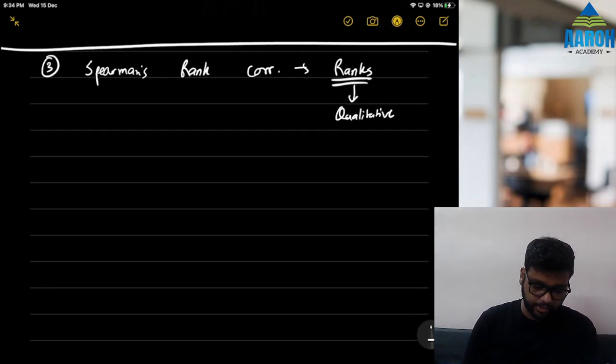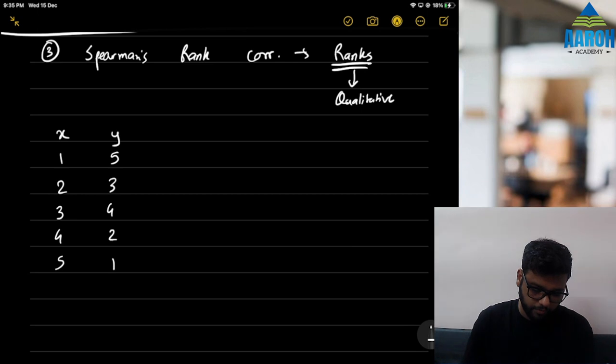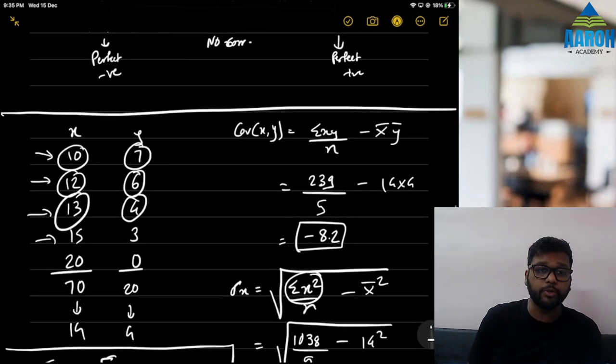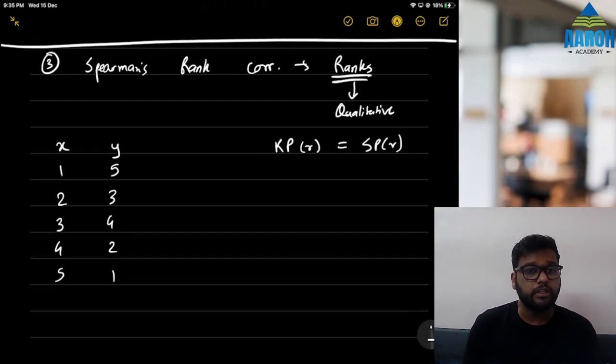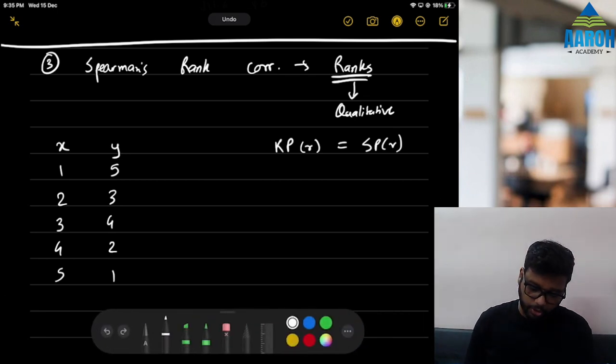Understand this is a very important property. If the data is like this, for example x, y, let's say ranks given by person x are 1, 2, 3, 4, 5, ranks given by person y are 5, 3, 4, 2, 1. In such a case, understand carefully, Karl Pearson's coefficient and Spearman's correlation coefficient both give the same answer, because Spearman's is nothing but the same formula modified for ranks. So the answer of both is the same if the data is like this. But obviously this is a shortcut, Spearman's.